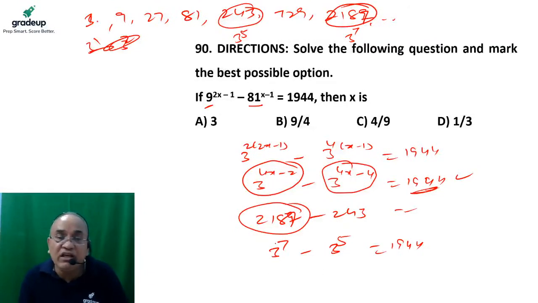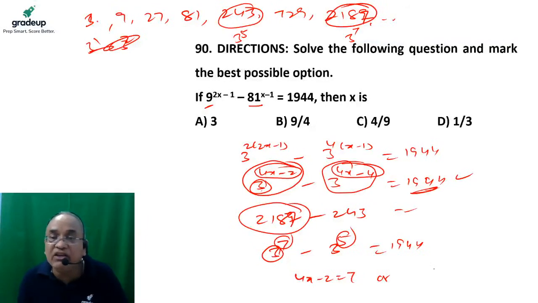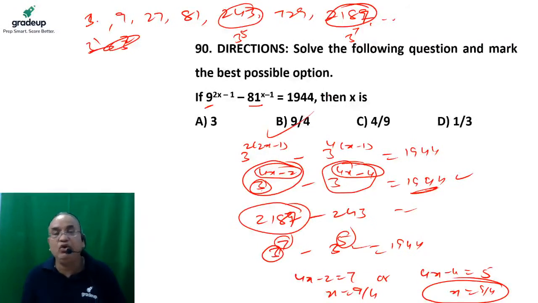It means the base and power should be compared. So we can say that 4x minus 2 is equal to 7, or we can say that 4x minus 4 is equal to 5. In all the cases, the value of x is 9 by 4. Here also x is equal to 9 by 4. So the correct answer is B. So you can do this question easily.